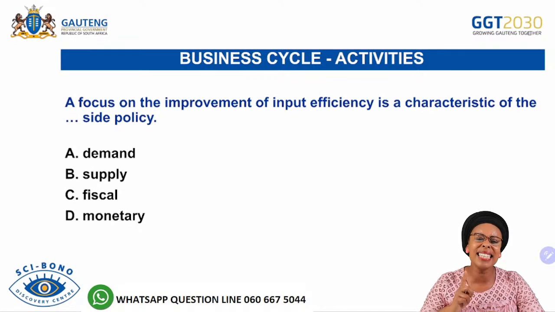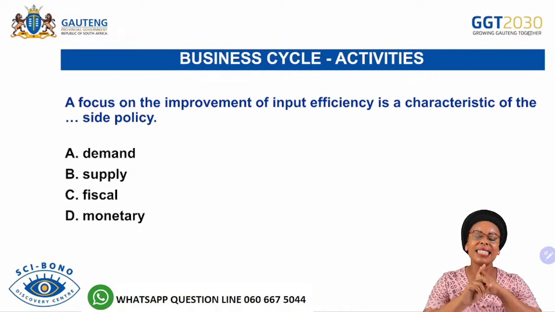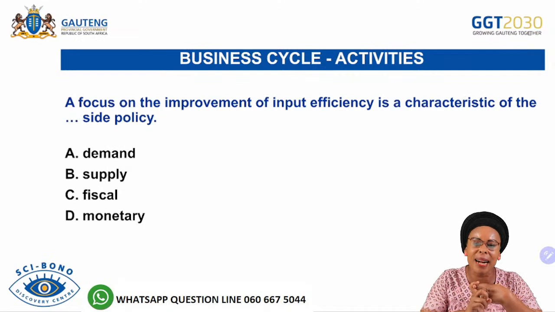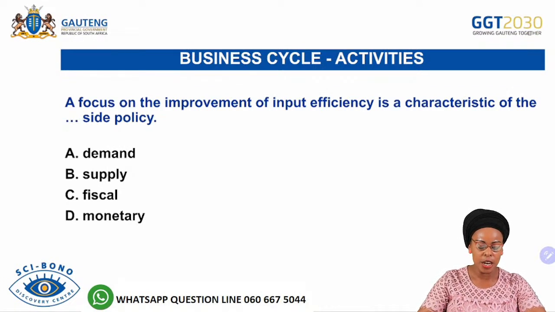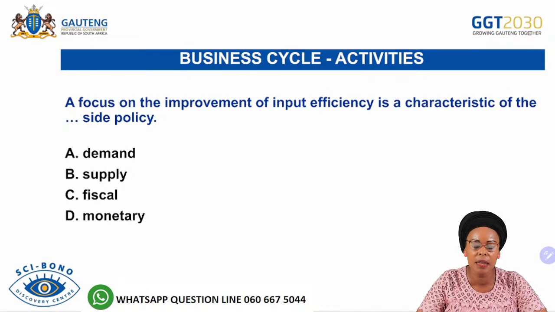But the supply side policy, always remember that it focuses on reduction of production cost. It focuses on improving the efficiency of inputs. It focuses on improving the efficiency of markets. So in this case, your answer should be B.